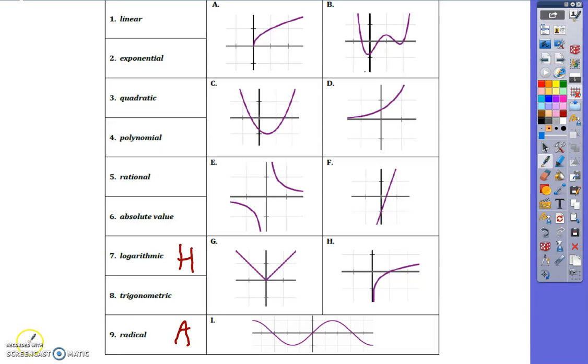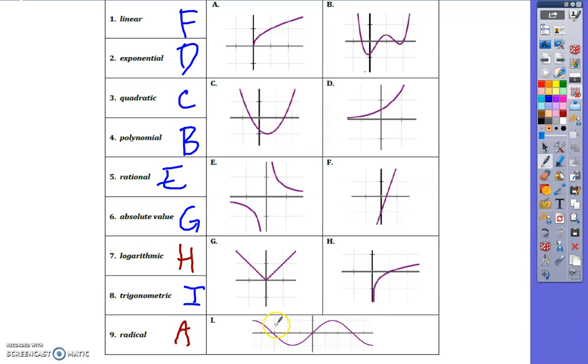So go ahead and pause the video again and do that matching. All right, so we have the answers here. Linear is our line, F. Exponential is our growth curve. See how it's crossing right here and growing. Notice it looks like the flip of the log, so D right here is the flip of the log. We've got our quadratic. I hope you didn't have any trouble with that, our U-shaped curve. Our polynomial with multiple roots. Our rational equation with multiple asymptotes.